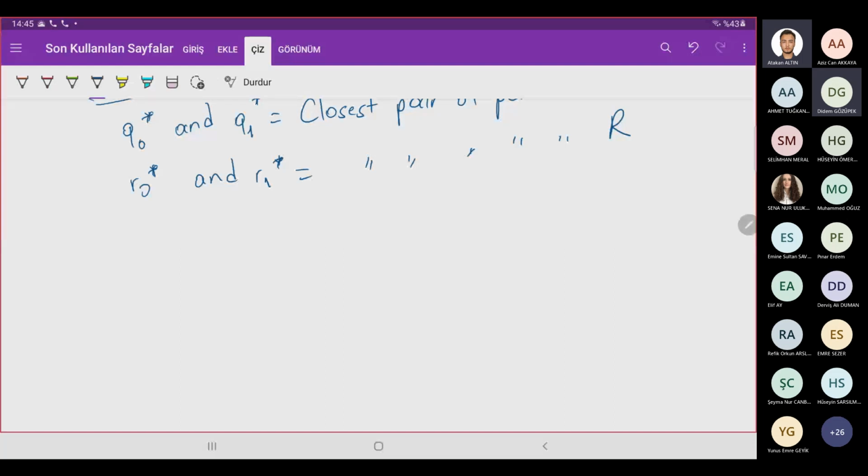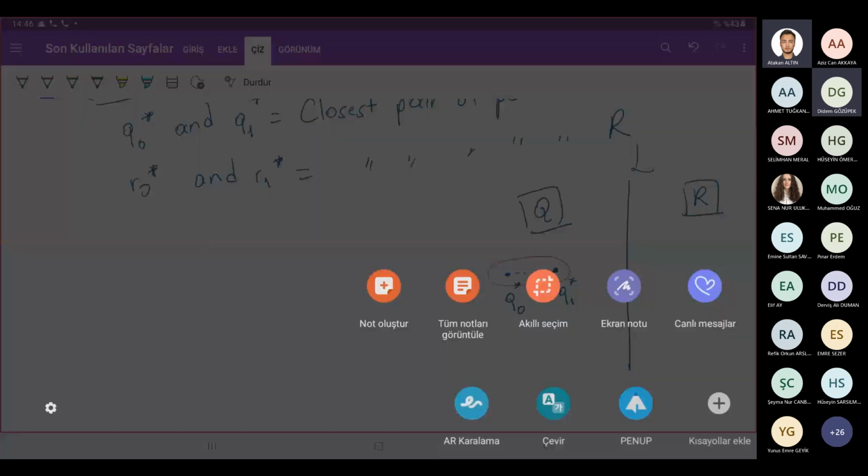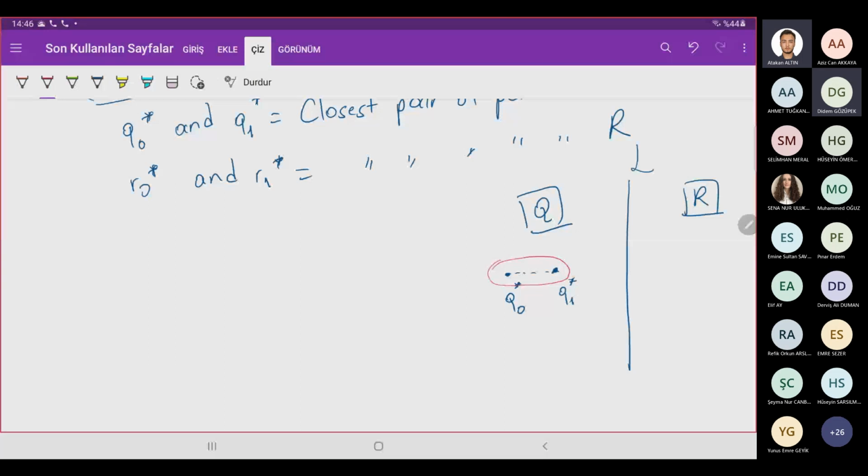So this is the line L. This is region Q and this is region R. Q0 star and Q1 star are these points, the closest pair of points in Q. These points are the closest points in region Q. And likewise, I have R0 star and R1 star in here.